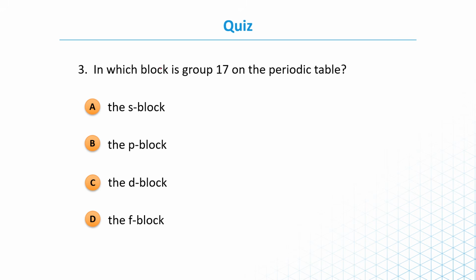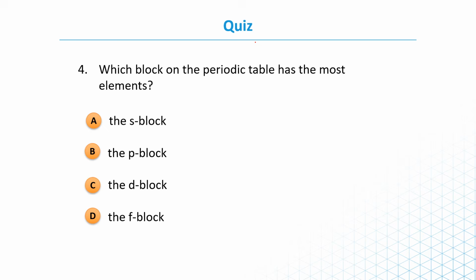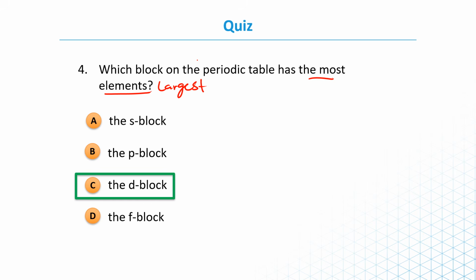In which block is group 17 on the periodic table? So you know from groups 13 to 18, you are in block P, right? We saw it in the previous slides. Which block on the periodic table has the most elements, or the largest? We talked about it. It is the D block. All right? Very good.